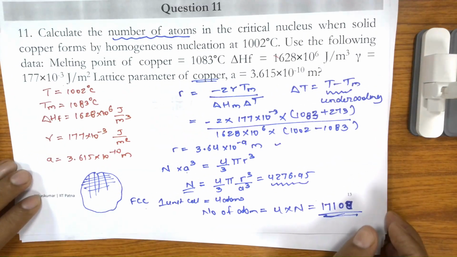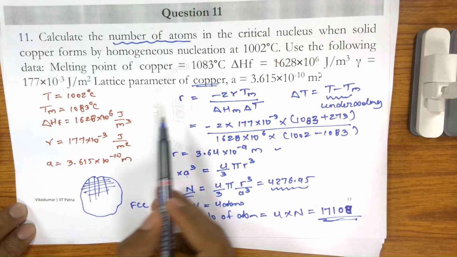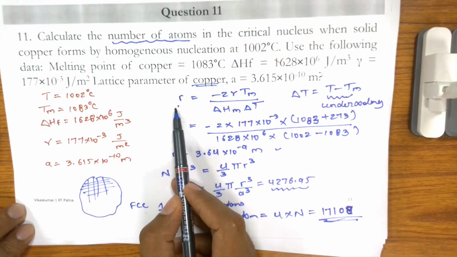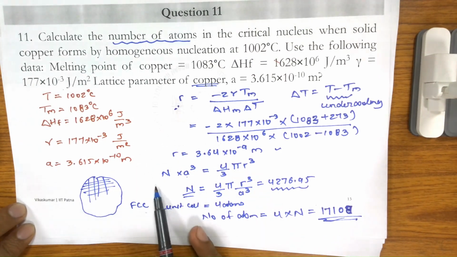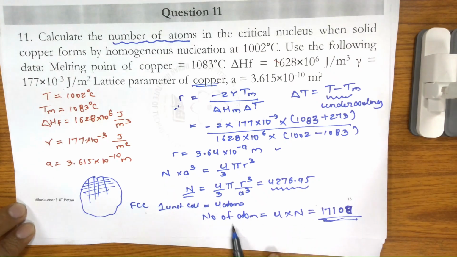It was a very beautiful question. We first found the radius of the nucleus, then from that we found the number of unit cells, and from that we found the number of atoms.